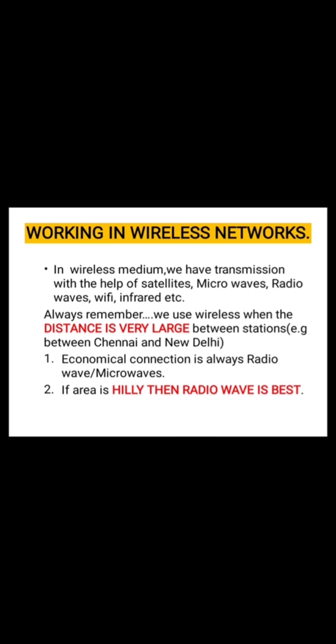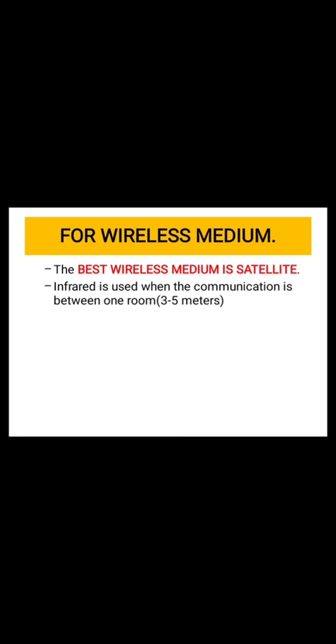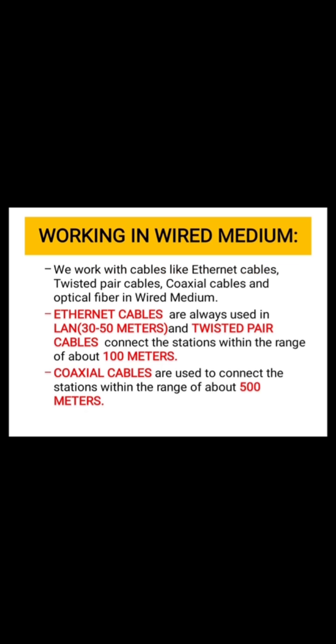Fine? Okay. And if your station is in a hilly area, then you simply write radio wave, because in the hilly area, radio wave is best. For wireless medium, once again, satellite can also be one of the mediums through which we can pass information. Infrared is used in communication within one room. You have all seen your TV remotes, which use infrared communication.